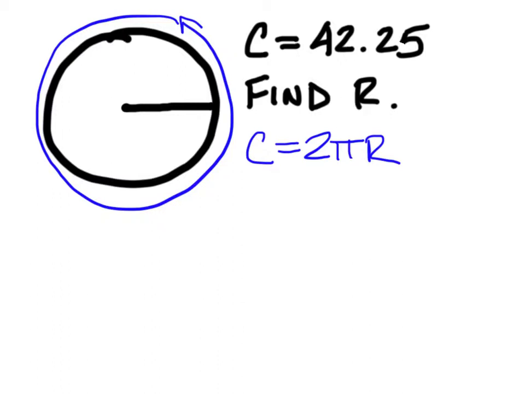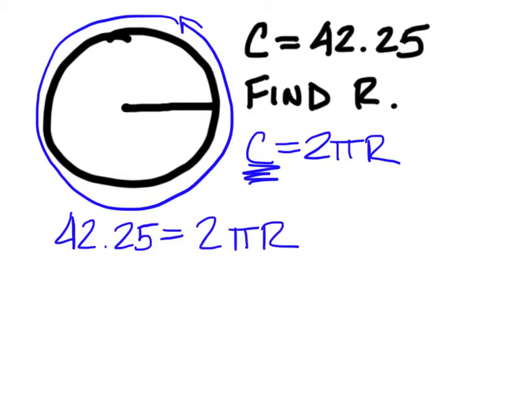So within that formula, you know that C is 42.25. So write 42.25 in place of the C, and then set it equal to 2 pi r. Now you must solve for r. In order to do that, you must divide both sides by what is with the r. So you want to divide by 2 pi here and 2 pi there.